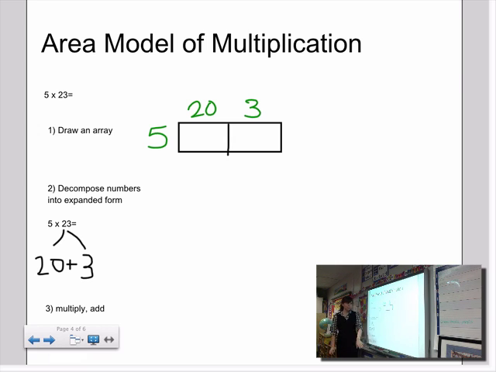With my array set up, I am going to multiply the numbers that are partners in each rectangle. In this first rectangle, the number 20 and the number 5 are partners. When I look at 20 times 5, I now use my multiplying by factors of 10 strategy of breaking it down to a basic fact. I see that 2 times 5 is 10, and I need to add 1 zero because there's 1 zero in 20. I'm going to add another zero to my answer. 20 times 5 equals 100.